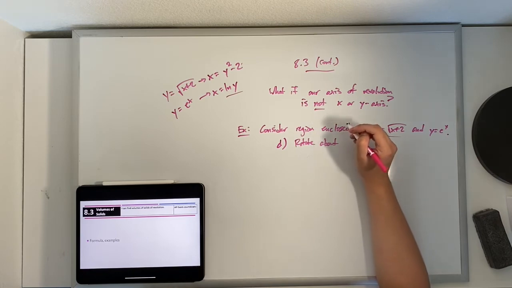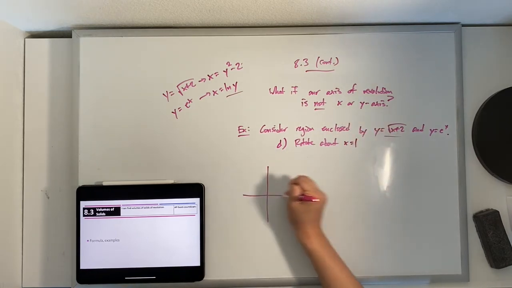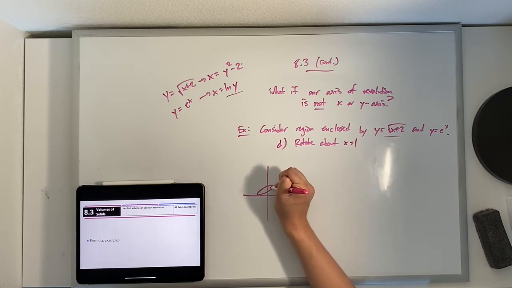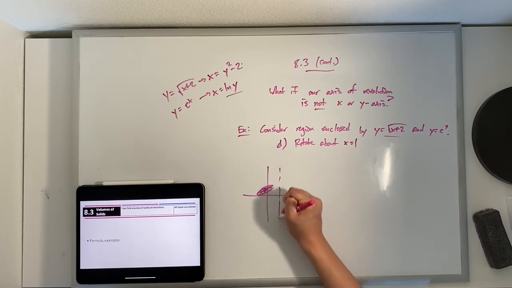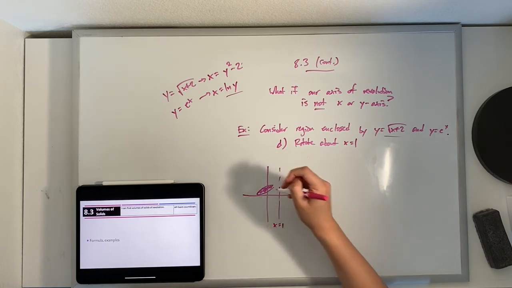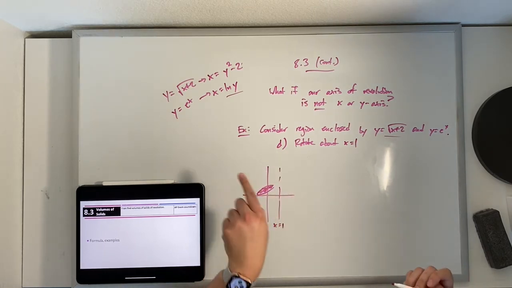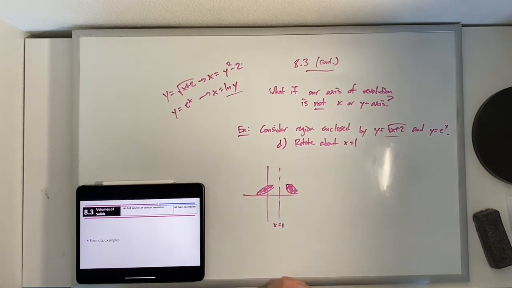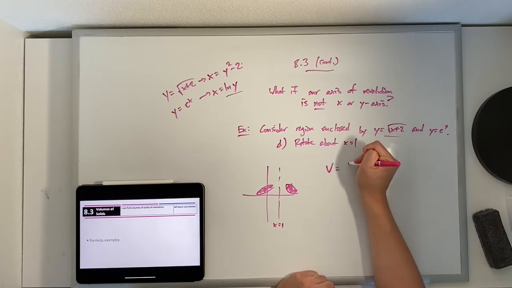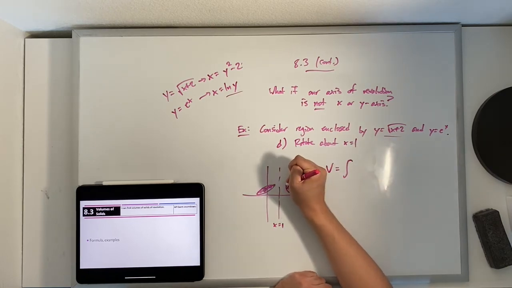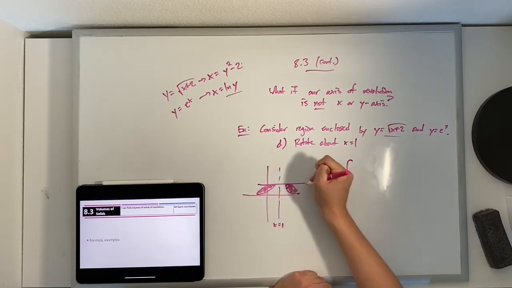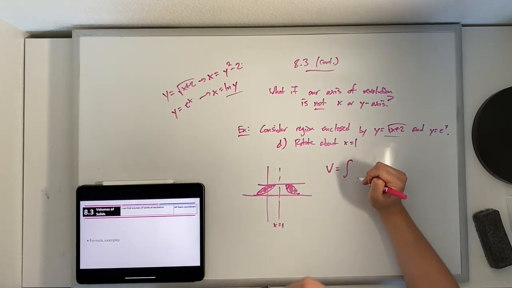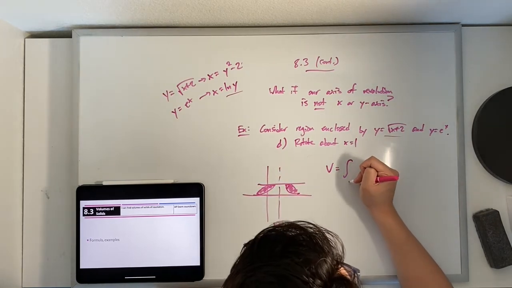Part D, we're rotating about the line x equals 1. So taking this up out of the board, rotating around. Again, it's a vertical line, so we should integrate with respect to y. That means we need our y values for our limits of integration. Luckily, we solved for those in the last problem.